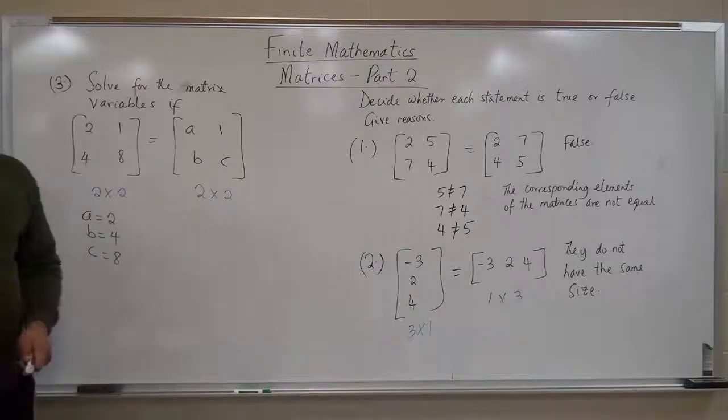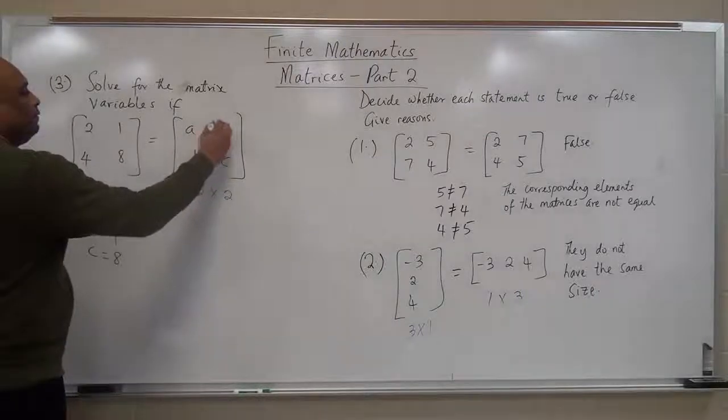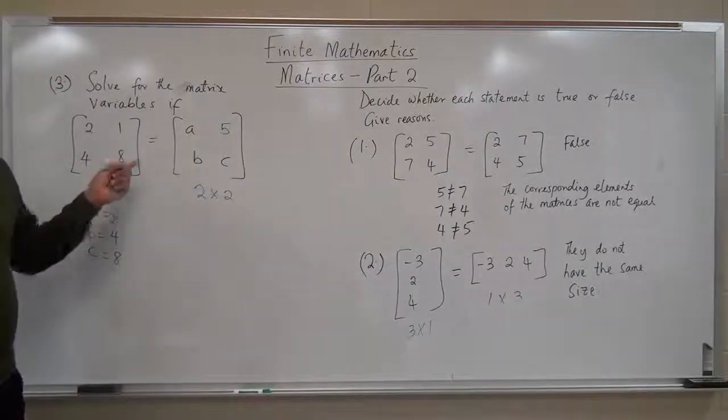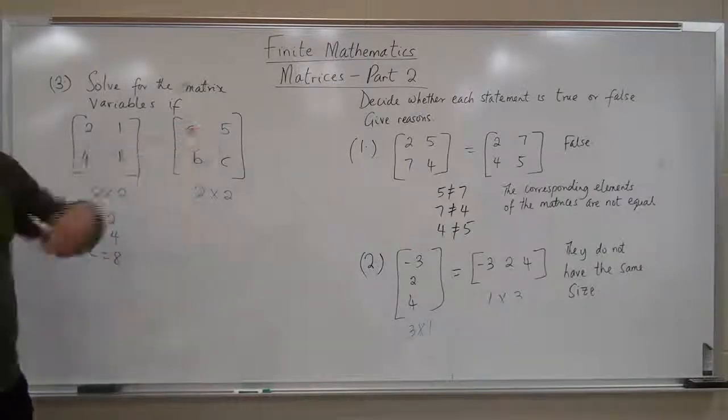Now let me ask you something. What if this was 5? It would be a problem. This would be a contradiction. If this was a 5, then it would be a contradiction.